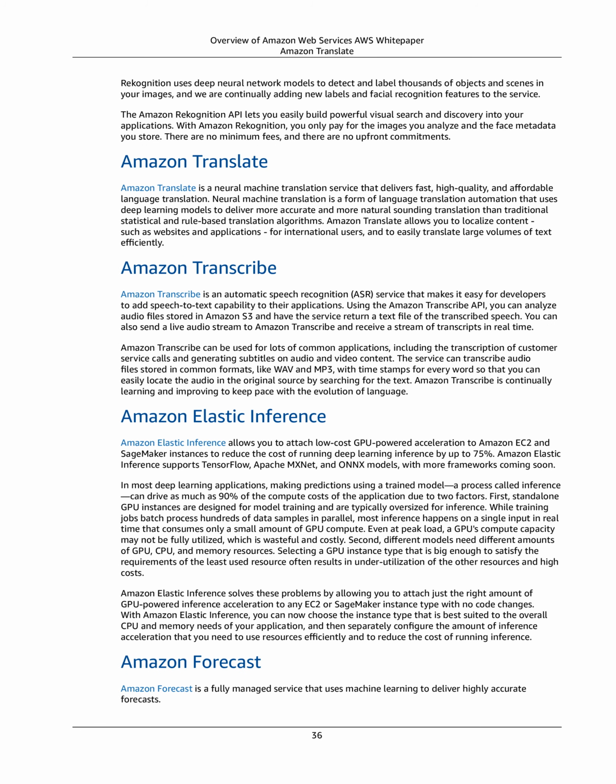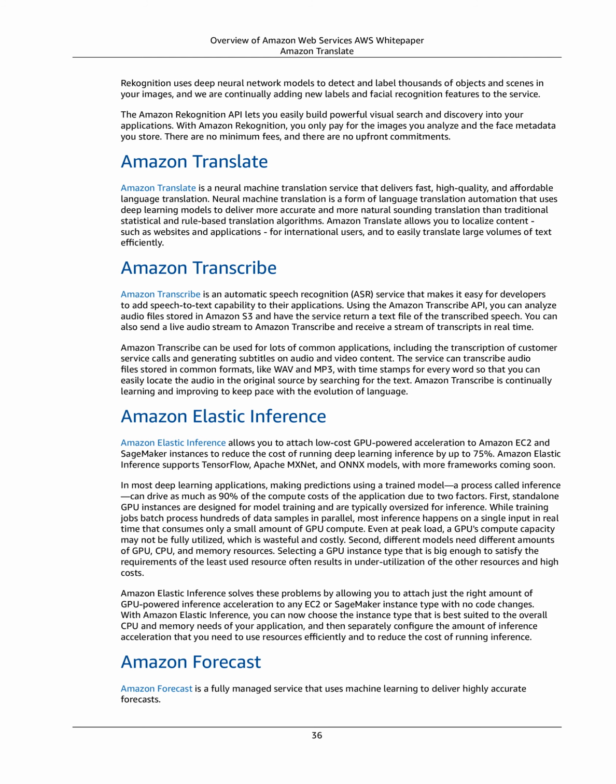Amazon Rekognition uses deep neural network models to detect and label thousands of objects and scenes in your images, and we are continually adding new labels and facial recognition features to the service. The Amazon Rekognition API lets you easily build powerful visual search and discovery into your applications. With Amazon Rekognition, you only pay for the images you analyze and the face metadata you store. There are no minimum fees, and there are no upfront commitments.